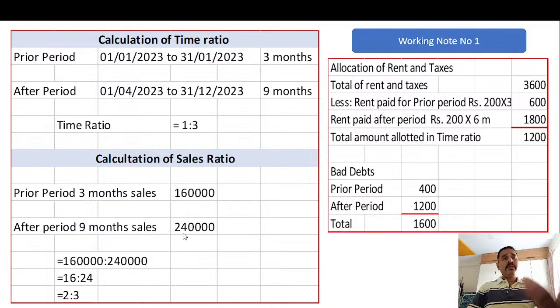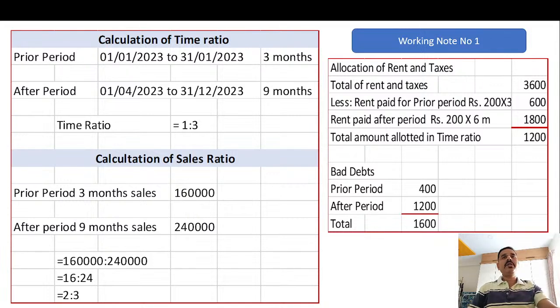So in the problem, time ratios are also given, how much is the prior period and after period. So 1,60,000 is to 2,40,000, so the ratio is 2:3. How much you can simplify, that much you have to simplify, then you have to calculate the sales ratio.